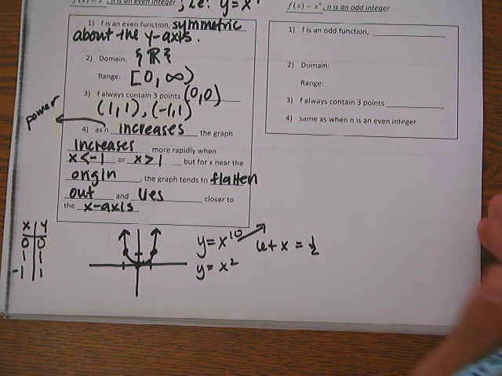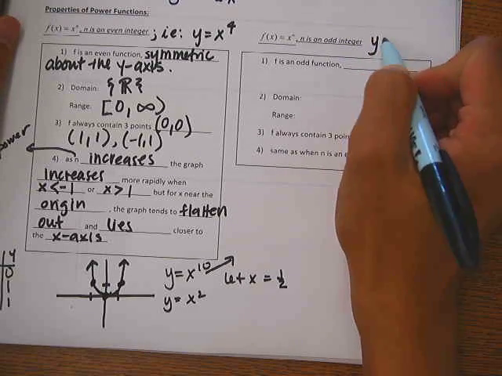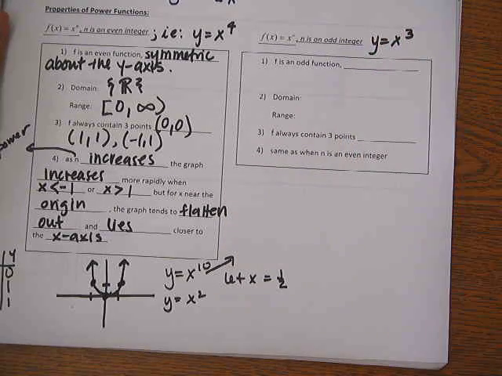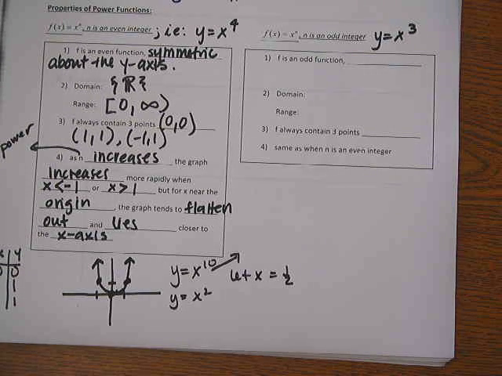Now we're just going to fill out this chart, which is when n is odd, so let's talk about y equals x to the 3rd. I'm just going to say it, and your job is to fill it in, because I want you to listen and not just copy without listening.